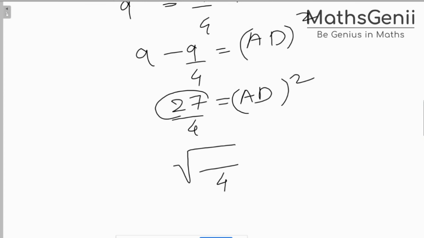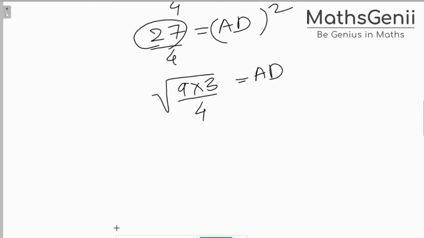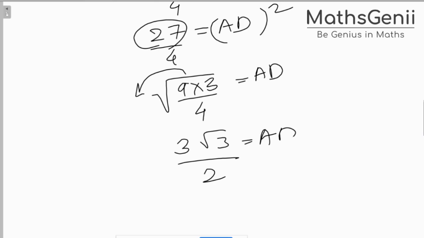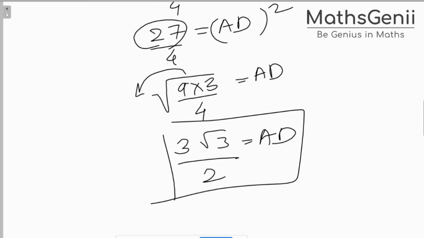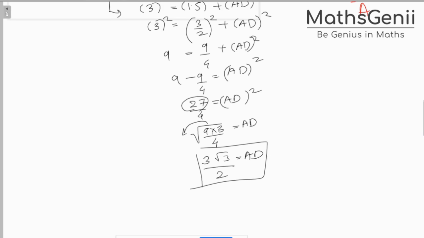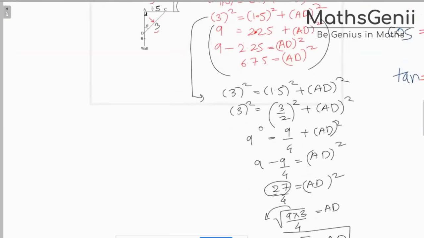Can I write 27 as 9 times 3? The square root of 9 is 3, and the remaining 3 stays, so the 9 goes outside and becomes 3, and the square root of 3 stays as it is. So you get 3 root 3 by 2, you have got AD. But this is not what you had to find.